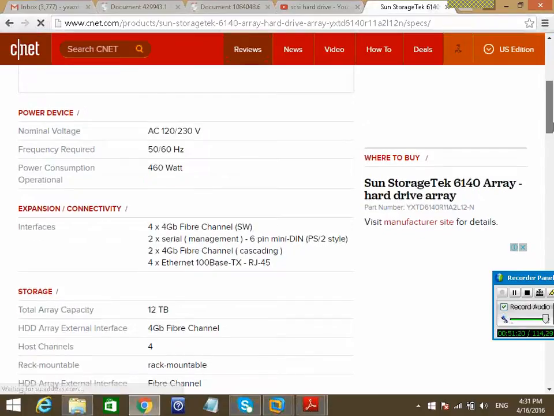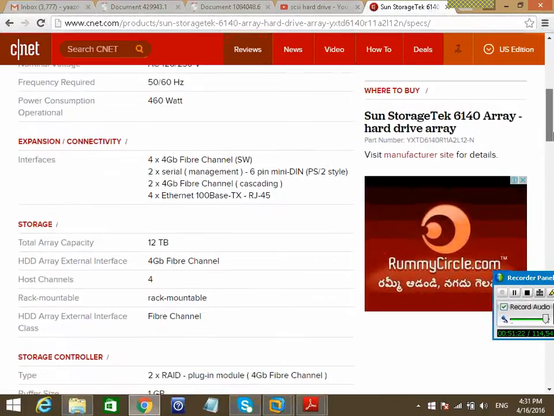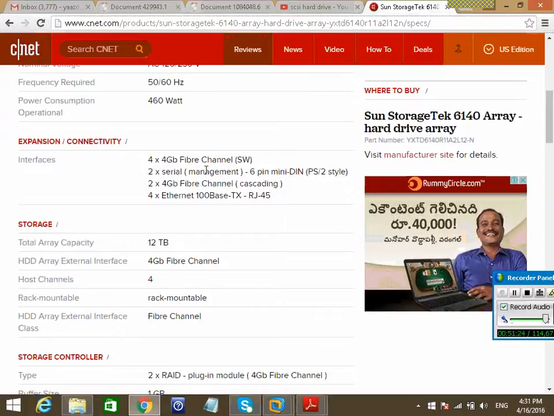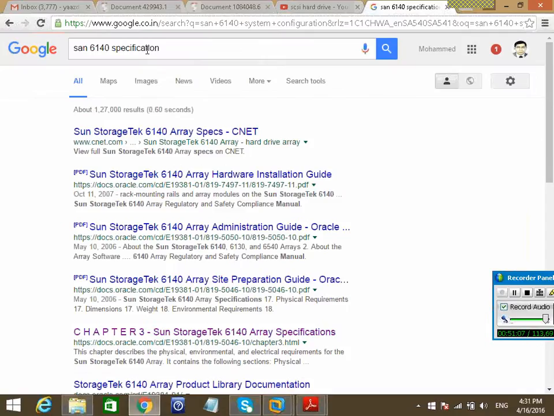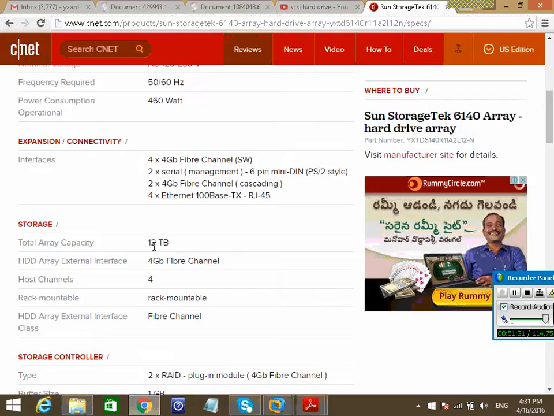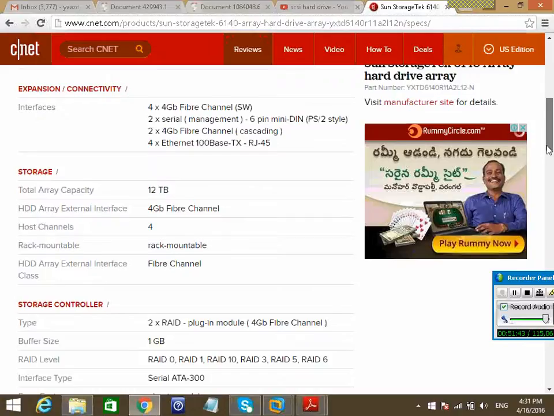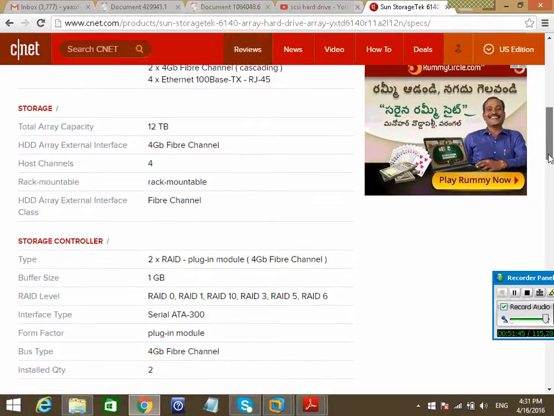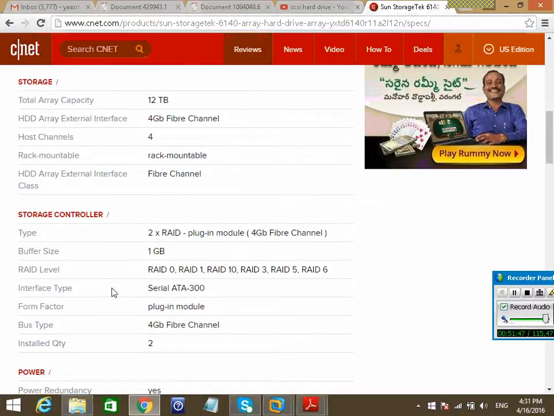It has 4 and 2 interfaces with the fiber channel. Okay. Total direct capacity is 12 terabytes. Hard disk direct external interface, plugin only. It can support different types of arrays.